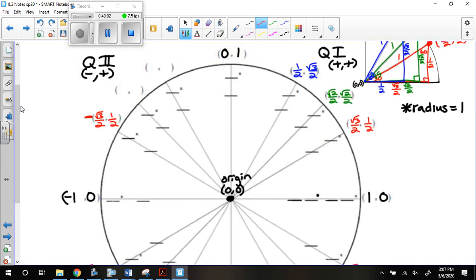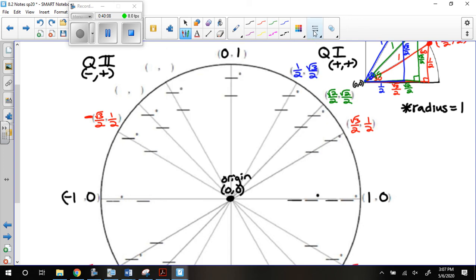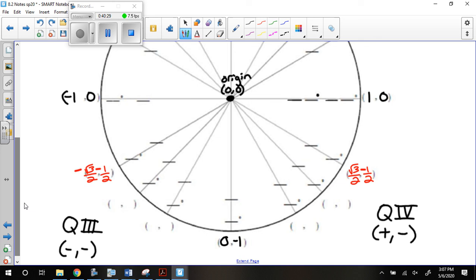Now do the same thing for the green ordered pair. Let me get my skinny pen. Square root of 2 over 2, square root of 2 over 2. If I folded my unit circle along the y-axis, the ordered pair in quadrant 1 is going to flip over and land in this ordered pair in quadrant 2. If I flip over the x-axis, they will land square root of 2 over 2 here, and square root of 2 over 2 here.